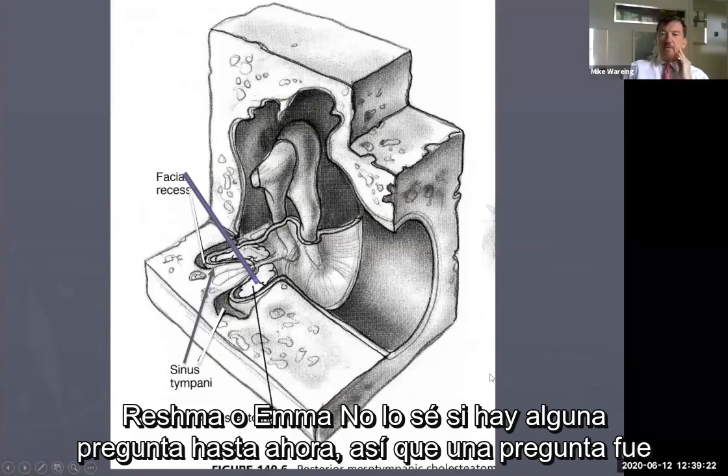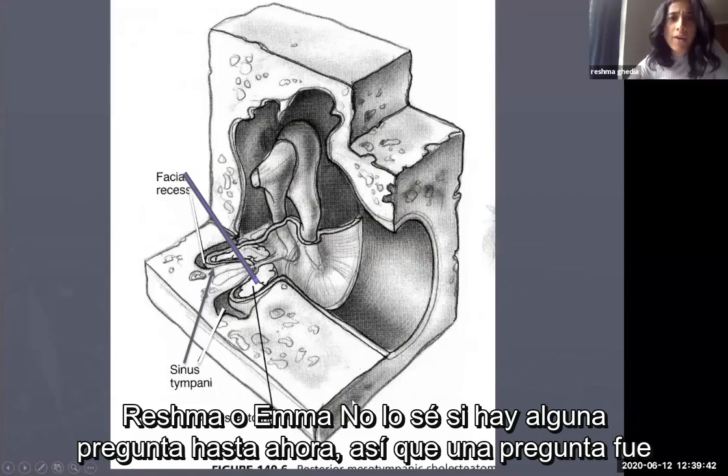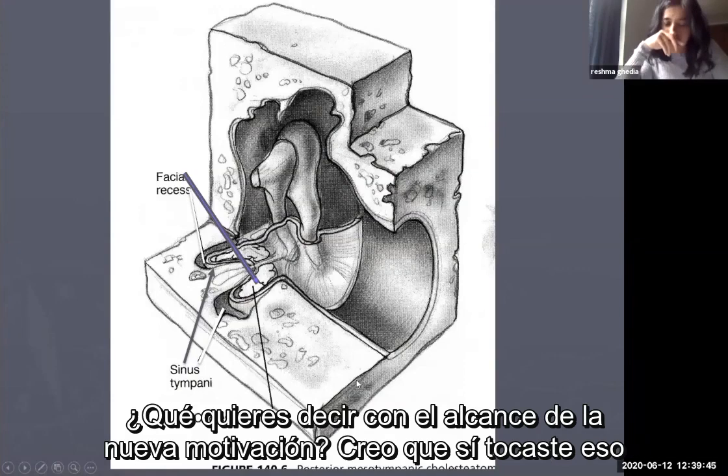Reshma or Anna, I don't know if there are any questions so far. Okay, so one question was, what do you mean by the extent of pneumatization?